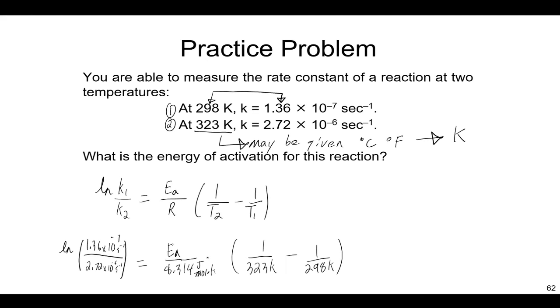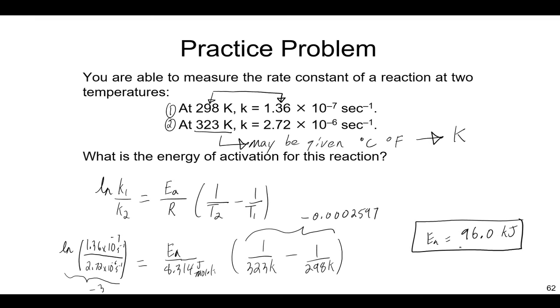Okay. In any case, you can figure out the right side. I think for all of this, it comes out to be something like negative 0.0002597, and all this natural log business gives us something close to negative 3. So you combine all that and isolate for activation energy, and you get something like 96,000 joules or 96.0 kilojoules. That's the number we should get in the end if we can do this basic algebraic rearrangement.